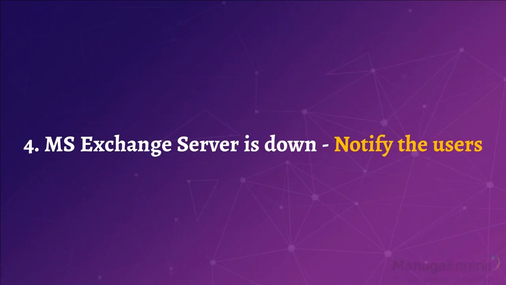So let's move further. Okay, for example, let's consider the MS Exchange server is down in my environment. In this case, the users will not be able to use their mail, and they will start raising tickets to the help desk. So to avoid this, you can inform the end users before they raise the tickets, saying that we are already working on it. Is there a way in Desktop Central to do that?